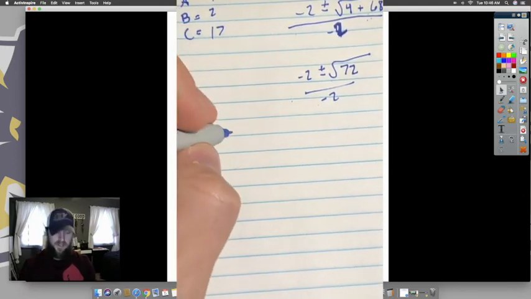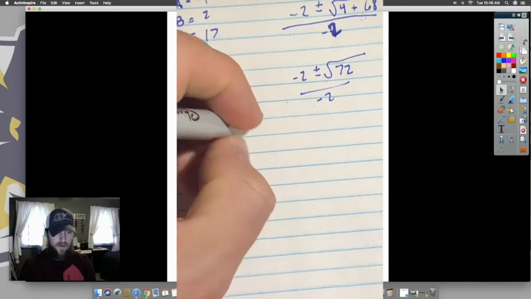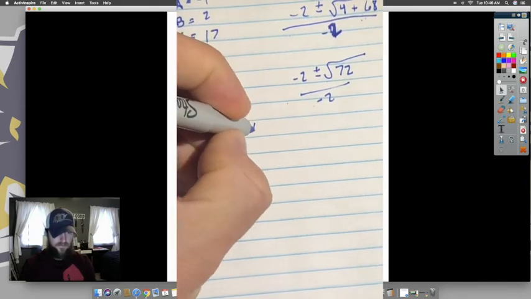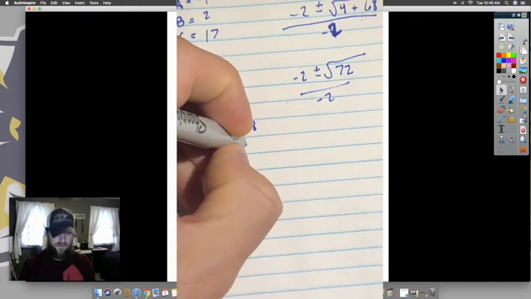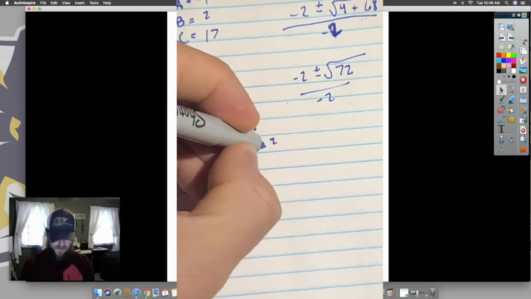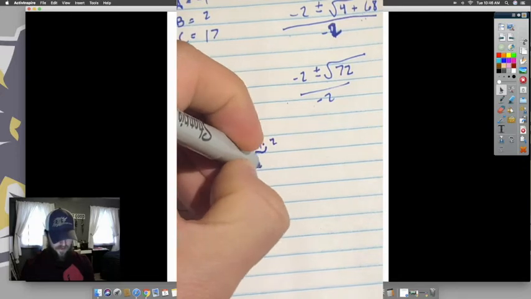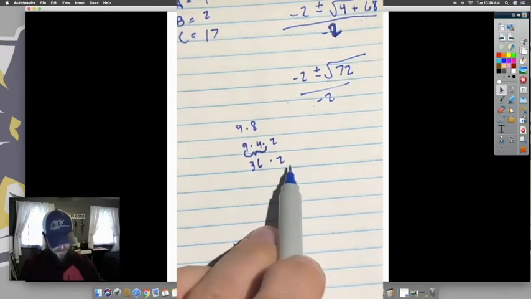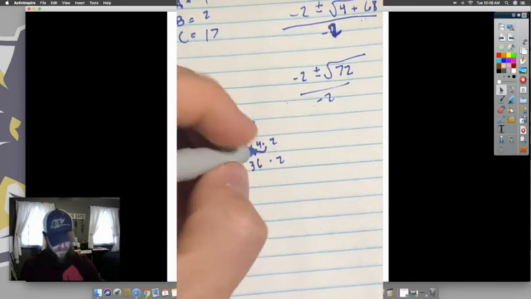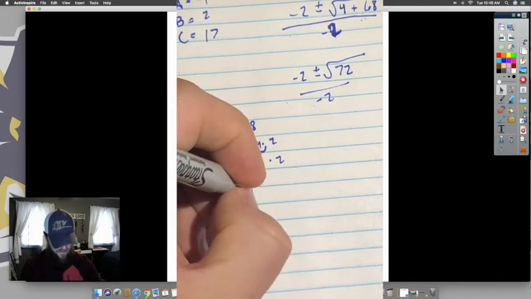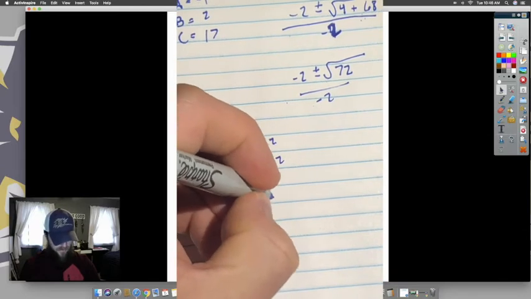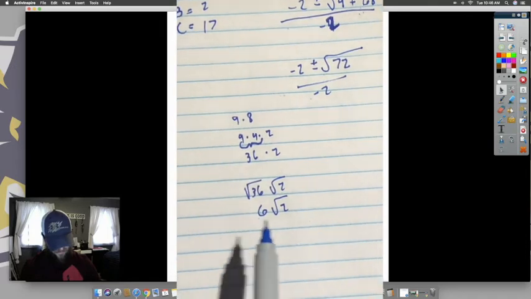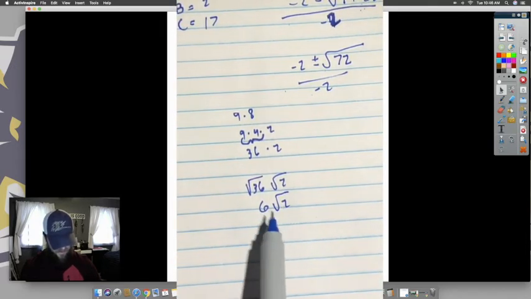So this is the exact answer. 72 can be broken up into 9 times 8, but 8 can be broken up into 4 times 2. So there's actually a bigger perfect square that goes into 72, which is 36. 36 times 2 is 72, but we can do the square root of each one of those separately. So we actually do the square root of 36, which is 6. The square root of 2 is the square root of 2. So it looks like this when the 6 comes out.